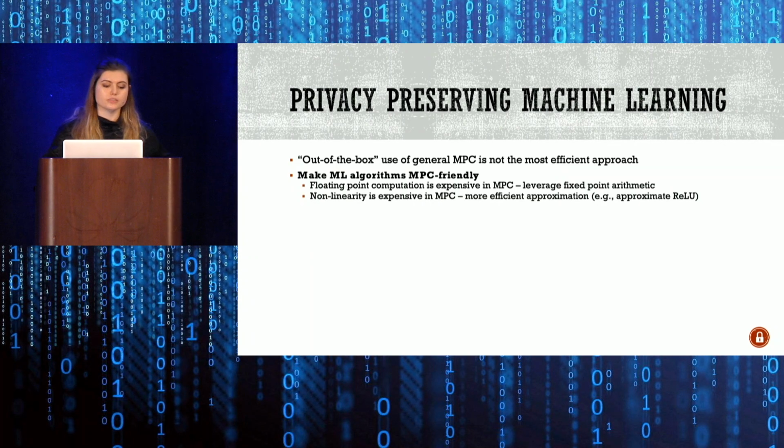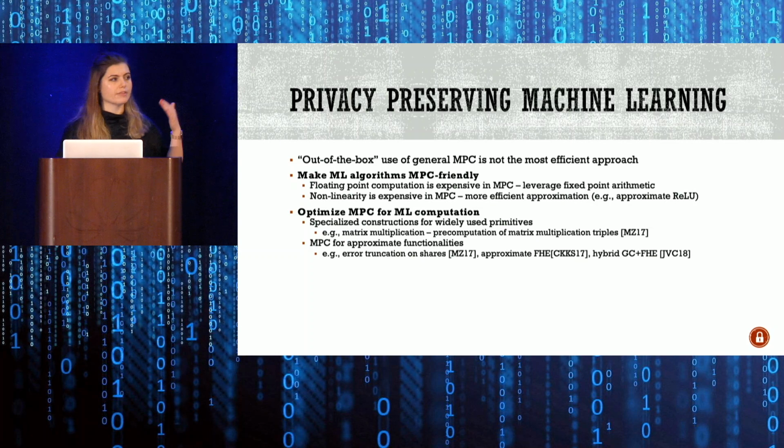Oftentimes, we need to make the machine learning algorithms MPC-friendly. And what do I mean by this? For example, most machine learning algorithms are expecting to use floating point computation. And when it comes to secure computation, this is very, very expensive. So many approaches have been trying to redesign these algorithms to be able to work with fixed point arithmetic. Also, some nonlinear functionalities that come from ML are very expensive in secure computation, so people have been coming up with efficient approximations, such as approximation for the ReLU function.